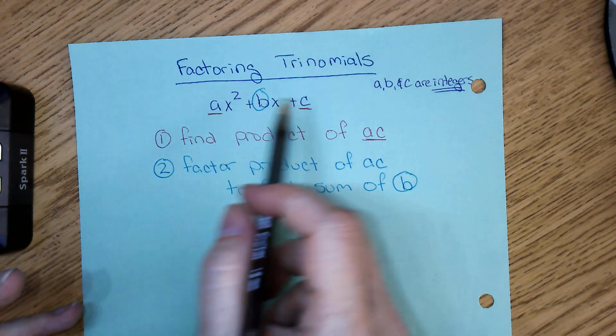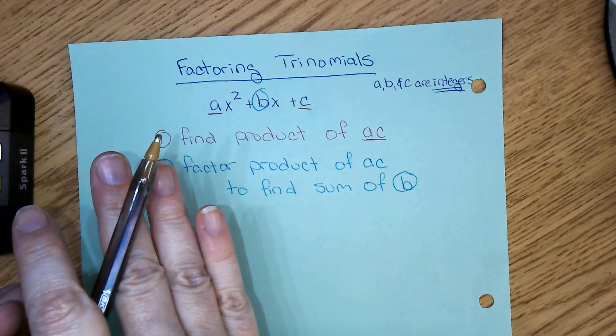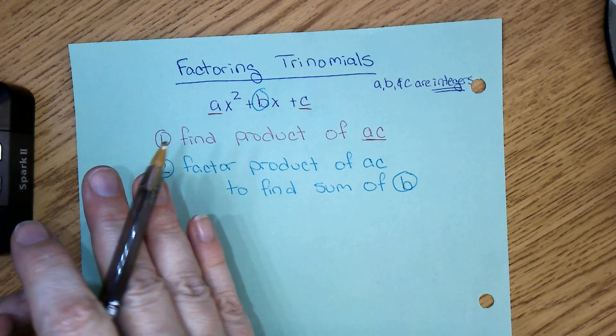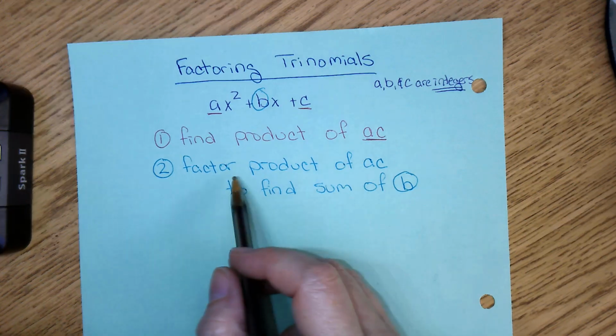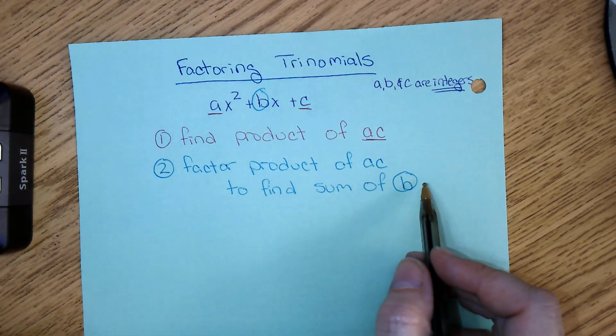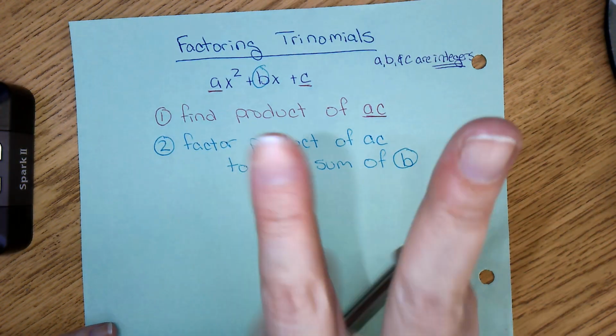All right, so we're going to take those 2 factors. Okay, so we've taken A and C. We've multiplied them together. All right, and we've gotten a term, and we have to factor that term. We factor the product of A and C to find the sum of B. All right, so we have those 2 factors.